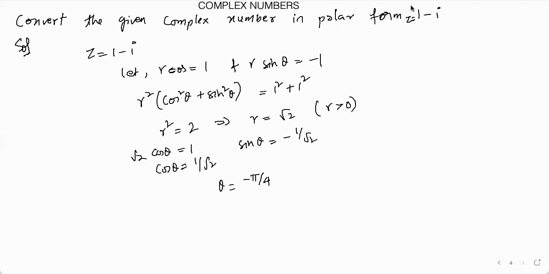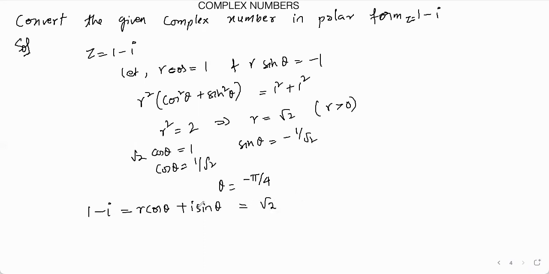Fine. Now here, 1 minus i is equal to r cos theta plus i sin theta, right? So which is equal to, so we got r as root 2.